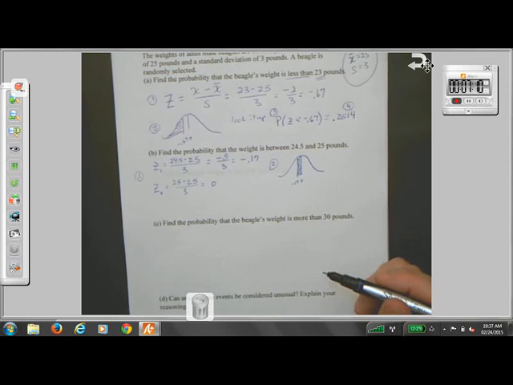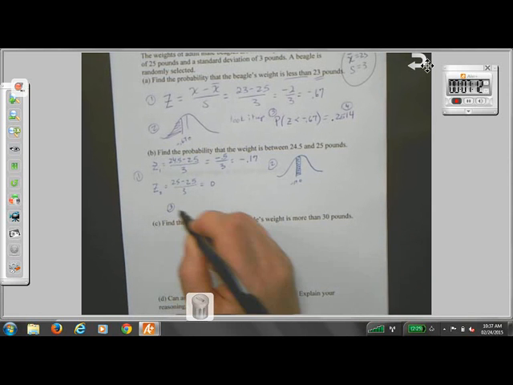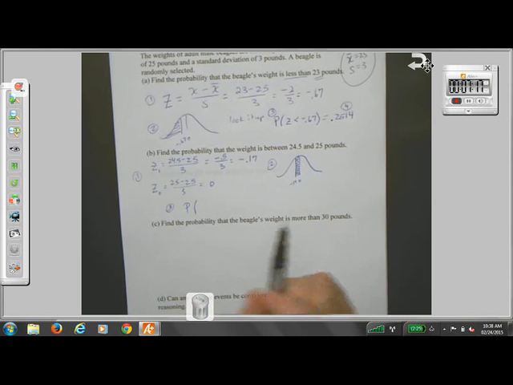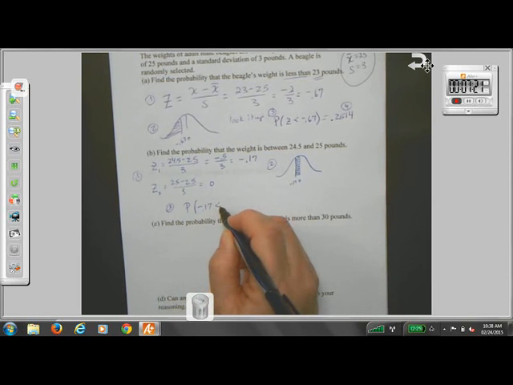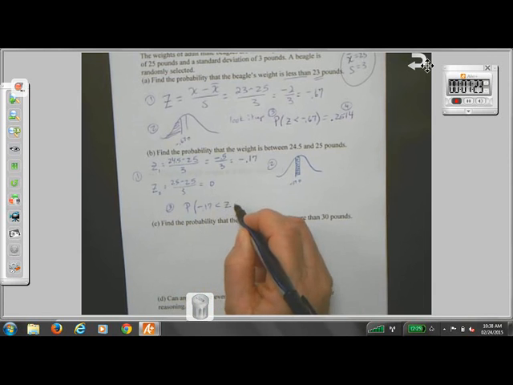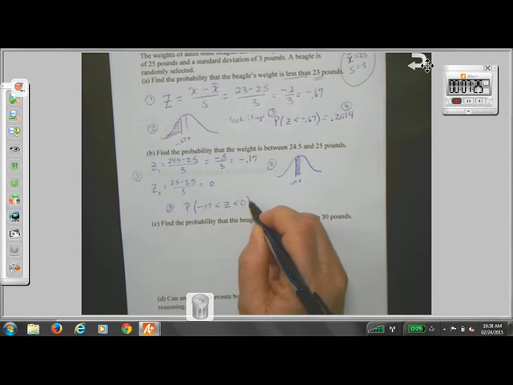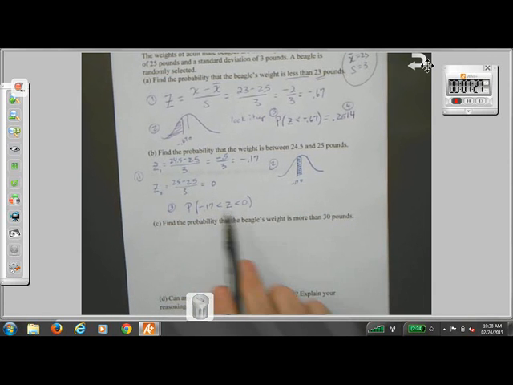Okay, so step 3 is I want you to write a probability equation so that you're used to it. So this is going to be negative 0.17 is less than z is less than 0, just like that. That's just our between written as a probability equation. And now we're going to look up the two values. Remember that we have to look up both values and then do a subtraction because it's a between.